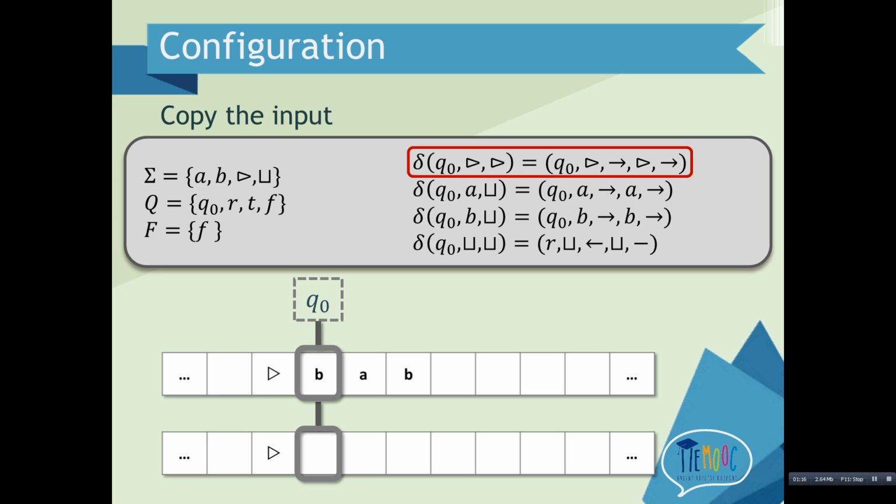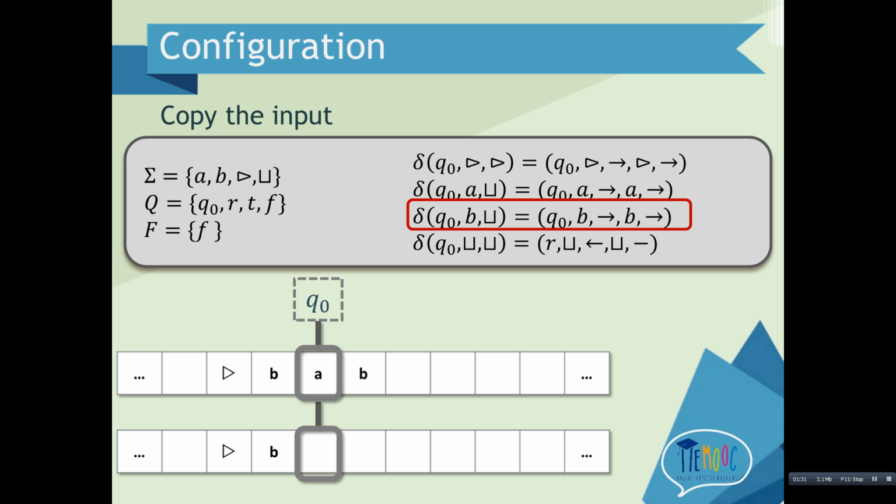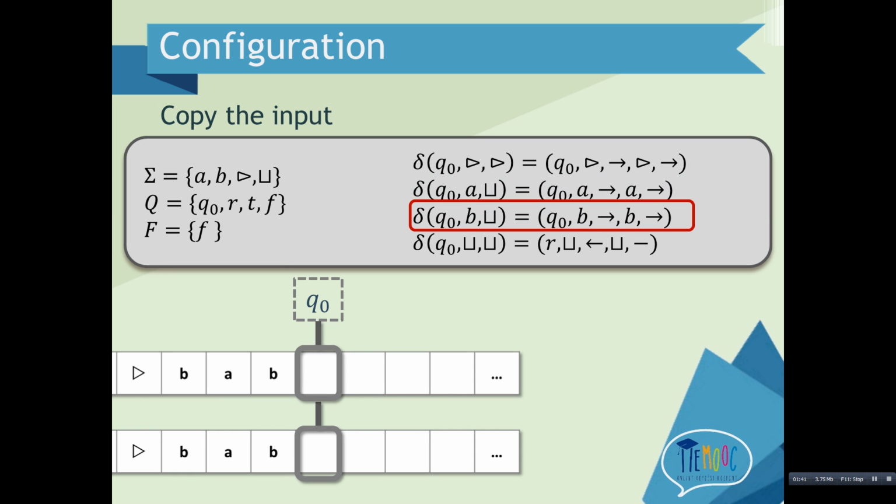Now the input parameters are B in the first tape and empty char on the second one, so we copy the B char onto the second tape and move both of them to the right. Now we do the same with the A character and finally with the B again. After this, we are in the state where both of the read characters are empty chars. Now we start to move back with the first tape and change the state.